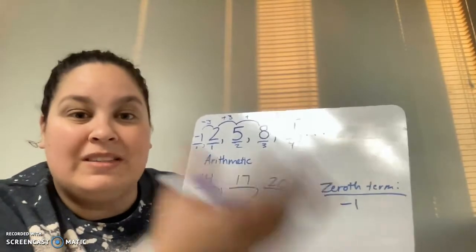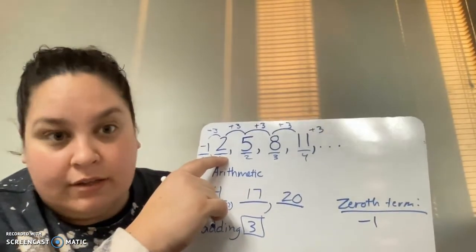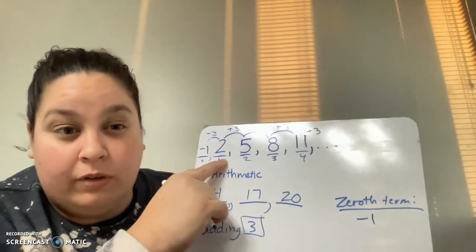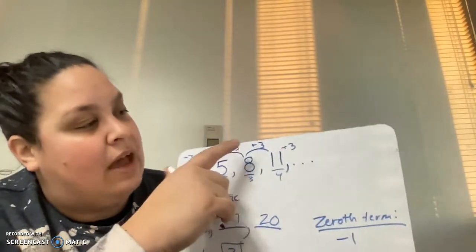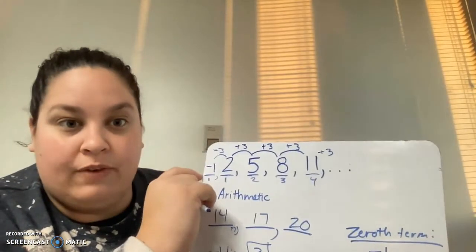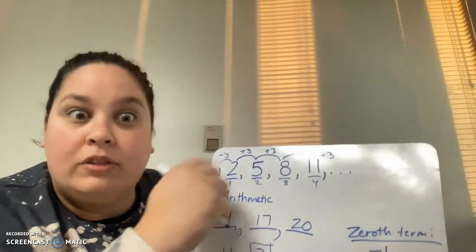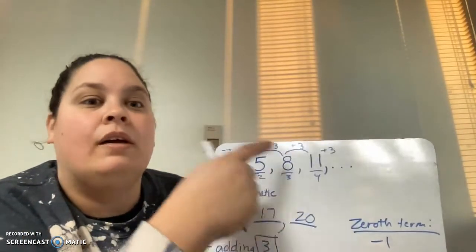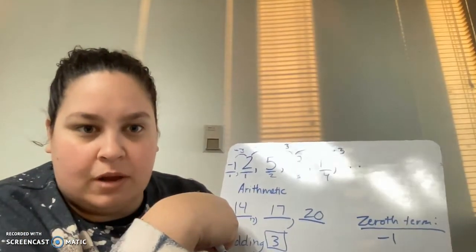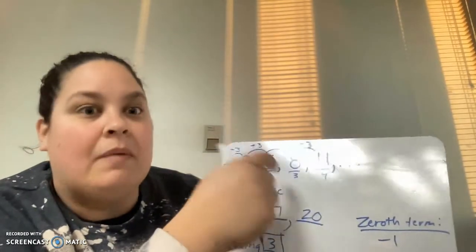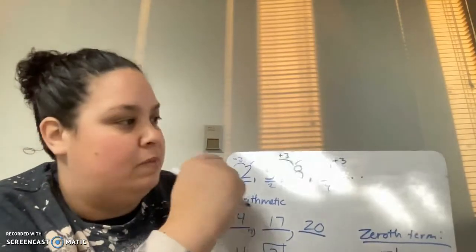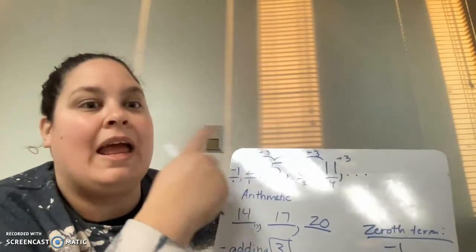So 0th term means find the number that's in front of the original first term by doing the opposite. So in this case, if I'm adding 3 each time, I'm going to subtract 3 to find my first number. If I'm multiplying by 2 each time, I'm going to divide by 2. If I'm multiplying by half every time, I'm going to divide by half. If I'm subtracting 8 every time, then I'm going to add 8 to find my 0th term. I'm going to do the opposite, okay?